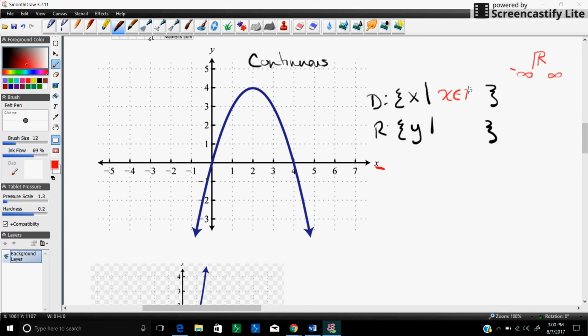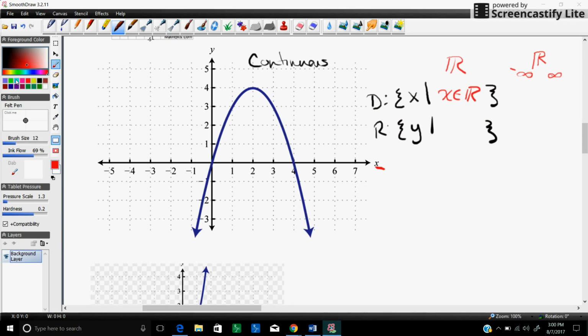belongs to all real numbers. In other words, this is the setup for all x, that x is pretty much going to take up every value of the real numbers. So forever to the left, forever to the right. Okay? Sometimes you'll simply see that you just have a fancy R and that's it. And again, that just means everything.